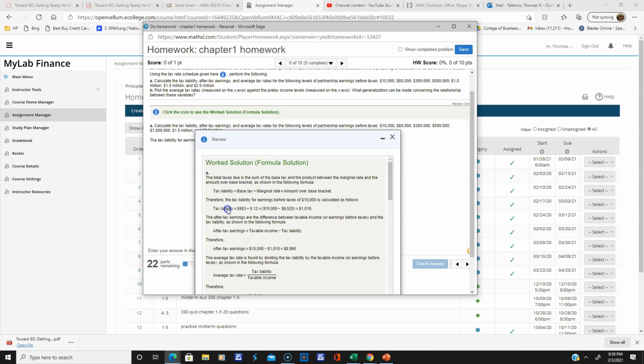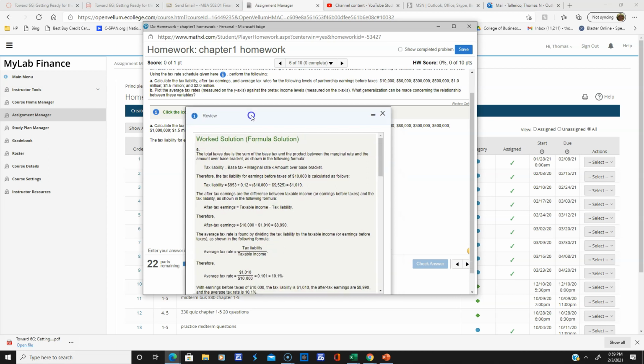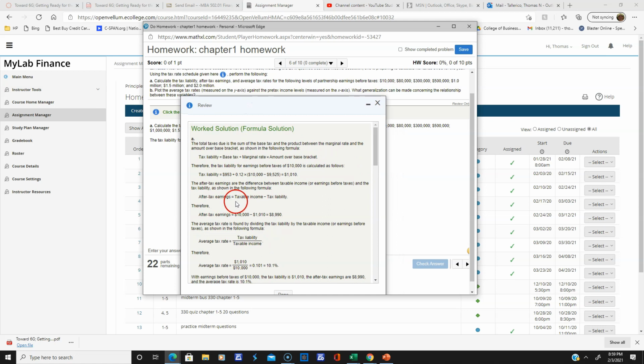So the tax liability is $953. So for $10,000 here, sorry, I jumped ahead. For $10,000, the tax liability would be this amount plus 12% of the amount over 95.25, which would be $1,010. So that would be $1,010.